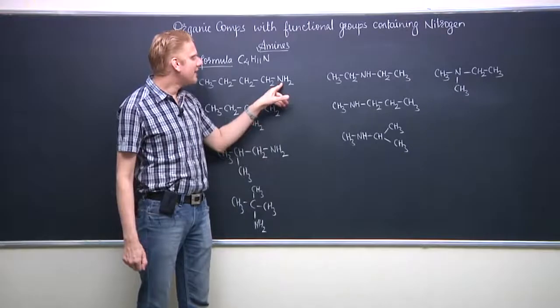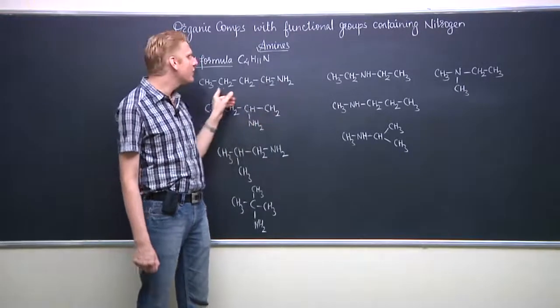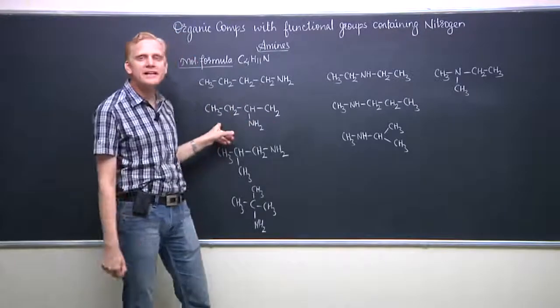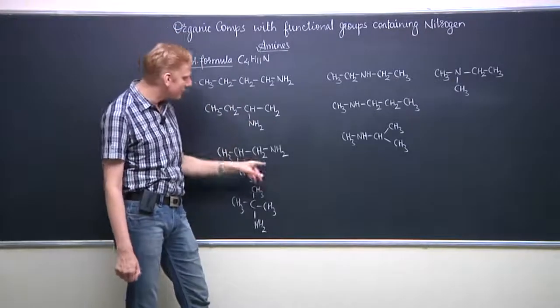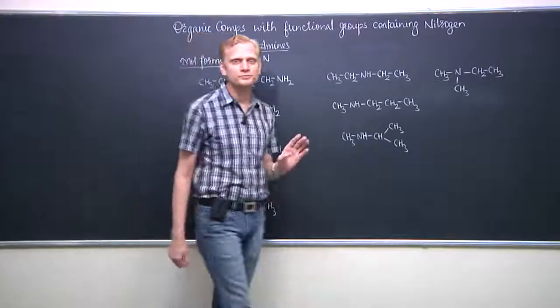Supposing that OH group is present in place of NH2. So this would be a primary alcohol, and this would be considered a secondary alcohol, and this would be considered the tertiary alcohol, if it were OH in place of NH2.